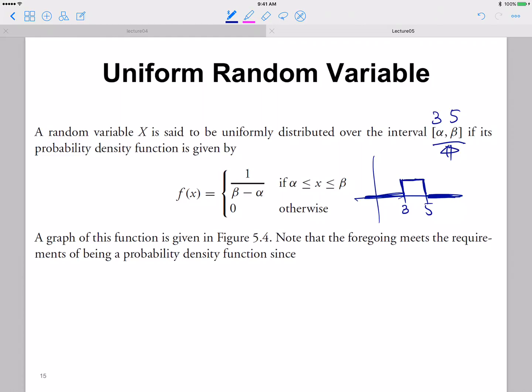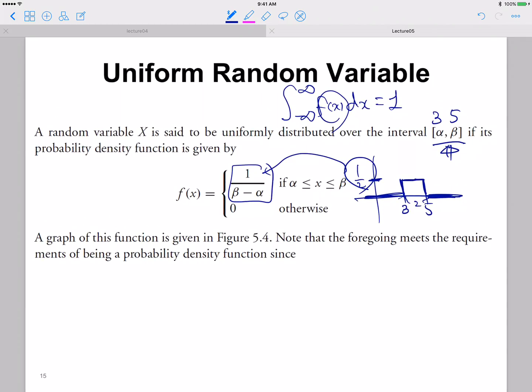Okay, and then since we have to have 1 as the area under this curve, this should be 1 so that this is a density function. So what should be the height in this case? It's a rectangle, and the width is 2, so the height should be 1 over 2. That 1 over 2 is represented by this equation.